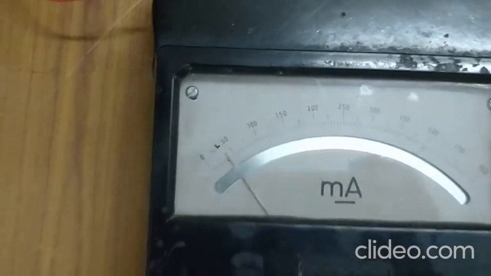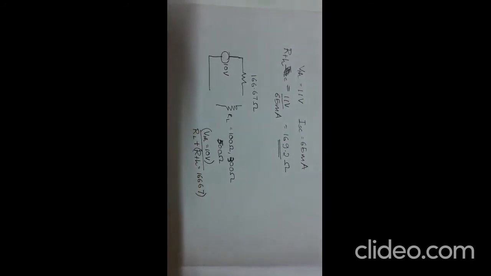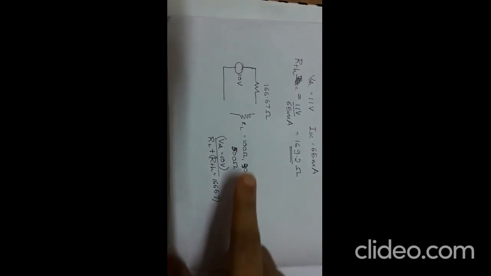Now we can verify this. We have obtained practical values for resistances of 200 ohm, 300 ohm and 500 ohm. Theoretically, you have found the Thevenin voltage and Thevenin resistance. Now you can connect the load resistance, that is, for different load resistances you can find the load current using VTH divided by RL plus RTH. So we can verify Thevenin's theorem both practically and theoretically.